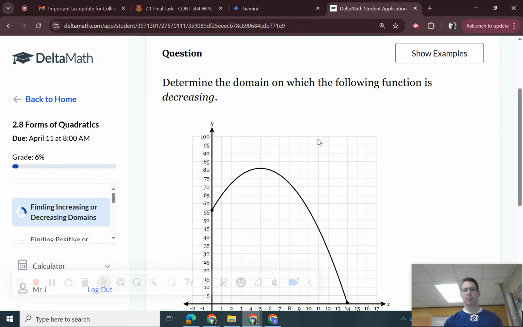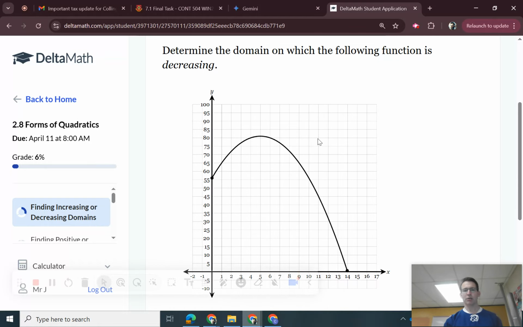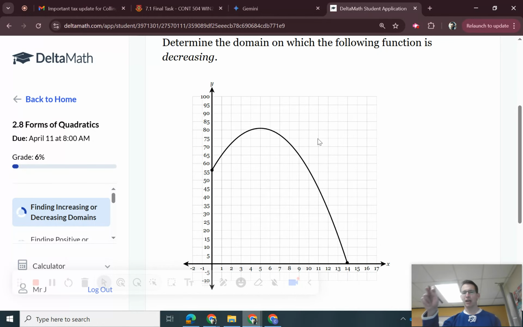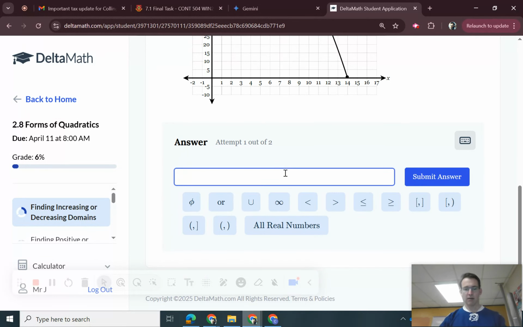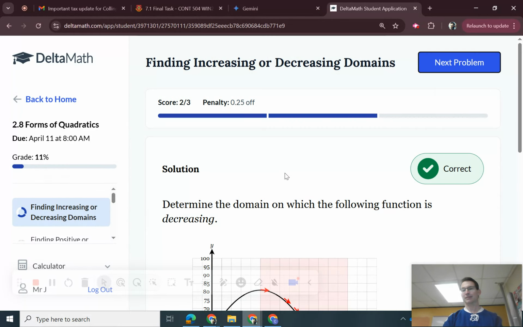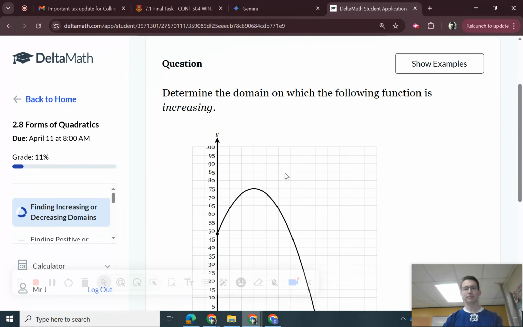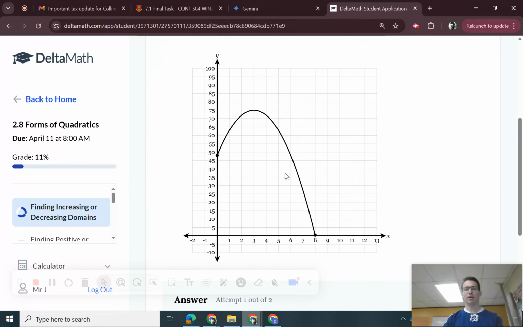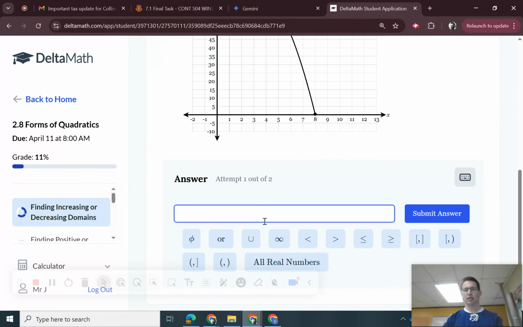Okay, this one here. When is the following function decreasing? Oh, it looks like it's between 5 and 14, because at 5 it reaches its maximum, and then it starts coming down. So I would say 5 is less than or equal to x, which is less than or equal to 14. And one more. When is this increasing? 0 to 3. 0 is less than or equal to x is less than or equal to 3.